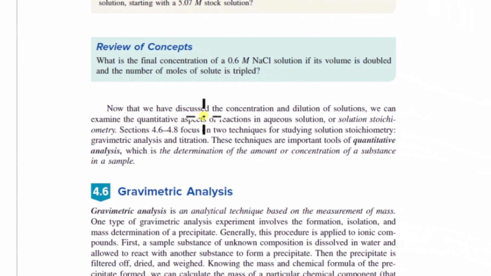Now that we have discussed the concentration and dilution of solutions, we can examine the quantitative aspects of reactions in aqueous solution, or solution stoichiometry. So the upcoming sections focus on 2 techniques for studying solution stoichiometry: gravimetric analysis and titration. These techniques are important tools of quantitative analysis, which is the determination of the amount or concentration of a substance in a sample. And so that's what we're going to look at in the next video.